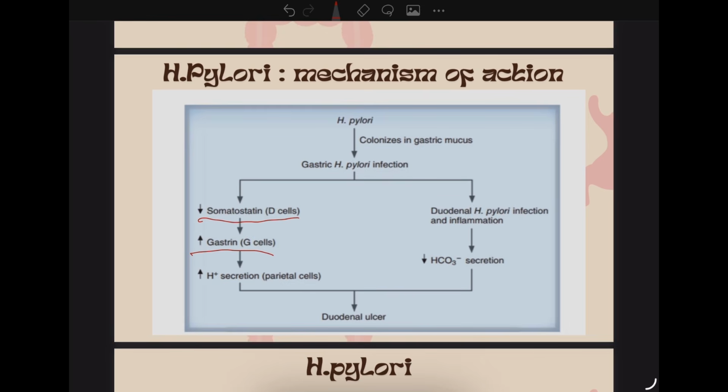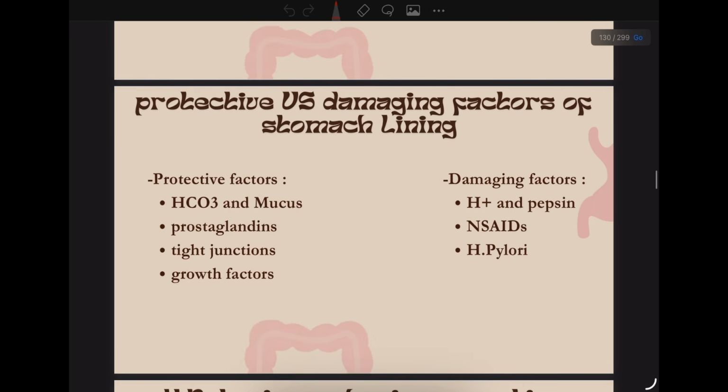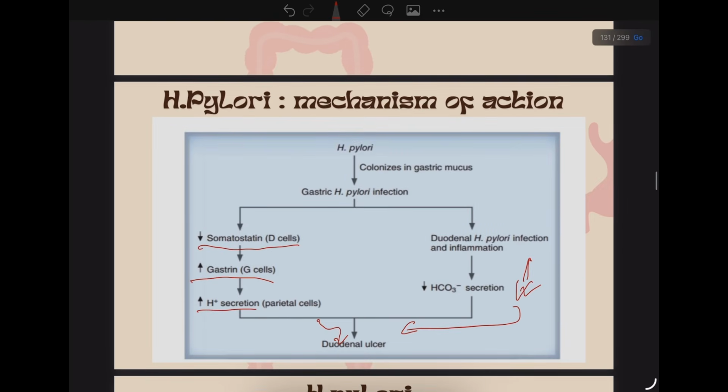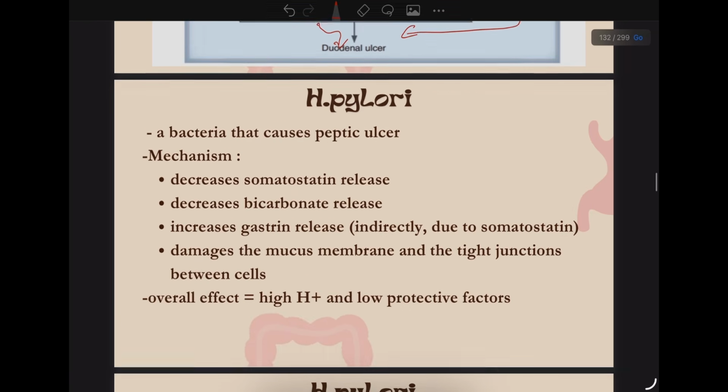So that increases gastrin, and that gastrin increases H+ secretion. So it leads to duodenal ulcers. It also decreases bicarbonate secretion. So basically, what I want you to keep in mind when you think about protective versus damaging factors is that if the protective ones go down and the damaging ones go up, you will have an ulcer. Makes sense? So this is going down, this is going down, and these are going up. So of course it causes ulcers.